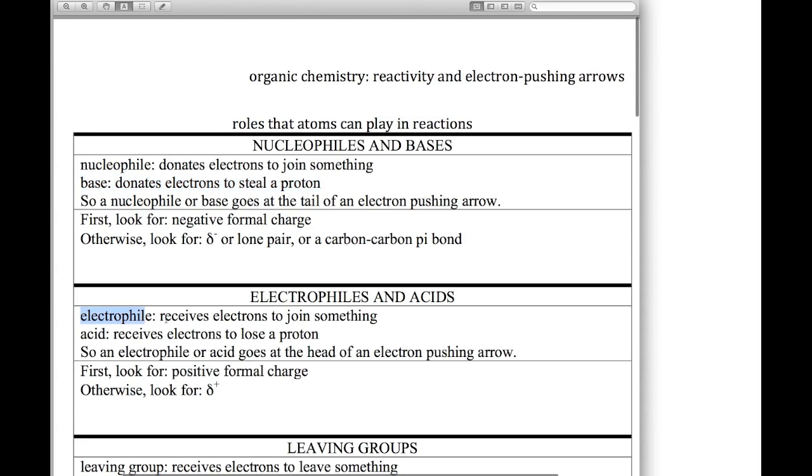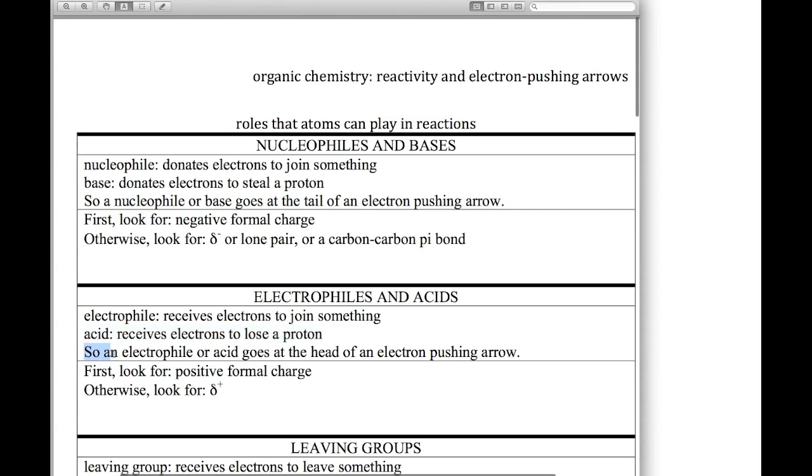So an electrophile is something that receives electrons to join something. It turns out that that's pretty similar to an acid. The electrophile goes at the head of the electron pushing arrow. First, you would look for a positive formal charge, which would generally be drawn for you. But if there are no positive formal charges, then you yourself have to look for the delta positive charge.